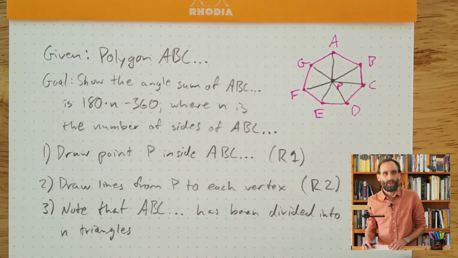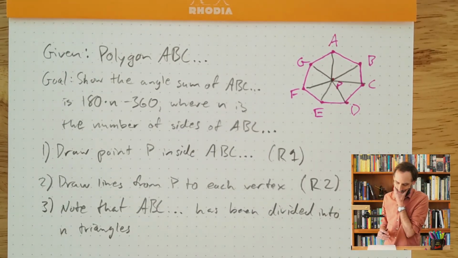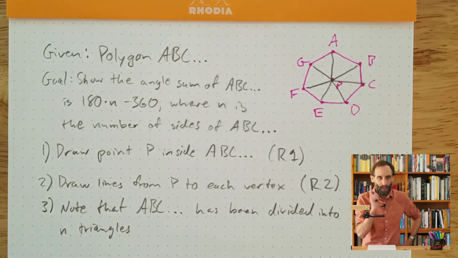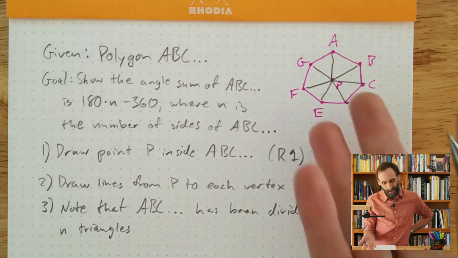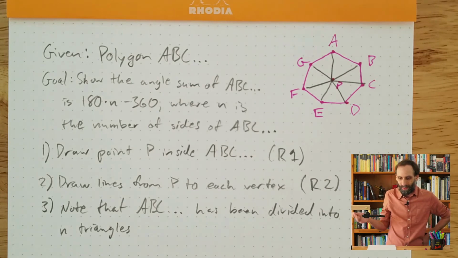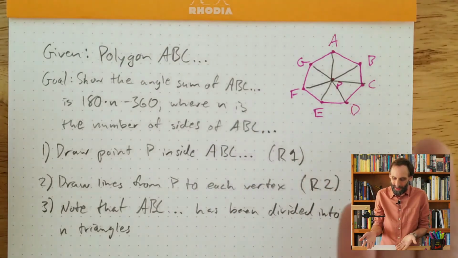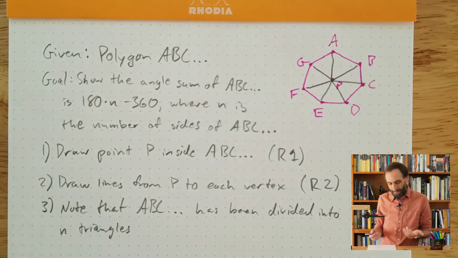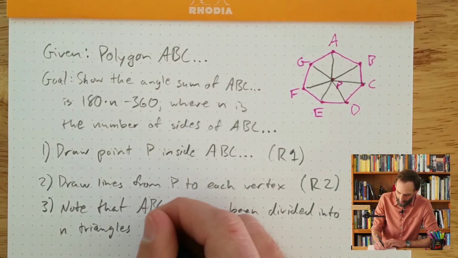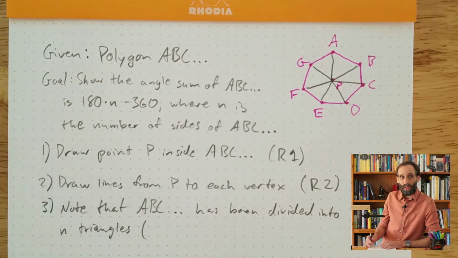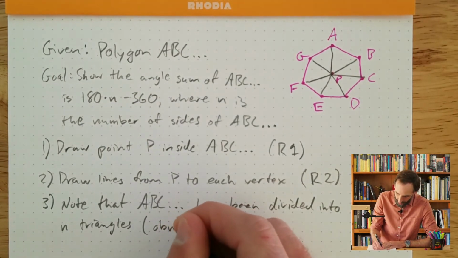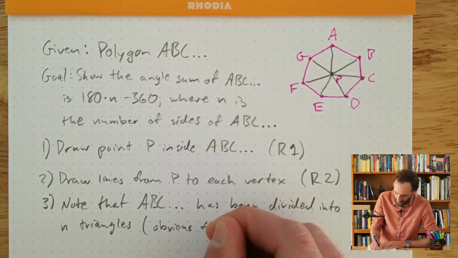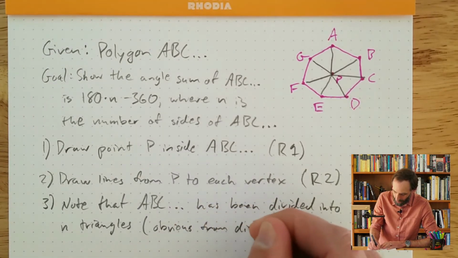Now, what is our justification for this? I mean, if the skeptic is like, wait a second, how do I know that it's been divided into n triangles? I mean, you could say, you know, it's obvious, right? Like just look at the diagram. It's sort of up for interpretation, right? So I'll just write obvious from diagram.